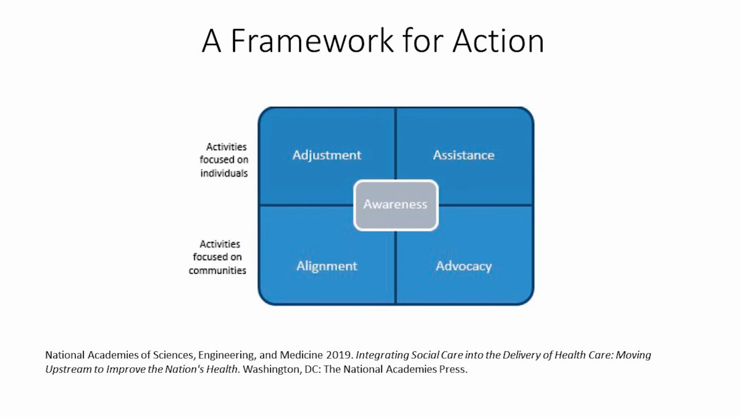The bottom two, however, require a community-level intervention. Alignment is when a healthcare institution engages stakeholders to enhance social care in the community, for example, by supporting local infrastructure investment. Advocacy activities promote social change that will improve health and address social needs in the community. So these are strategies that fall outside of the scope of contextualizing care.